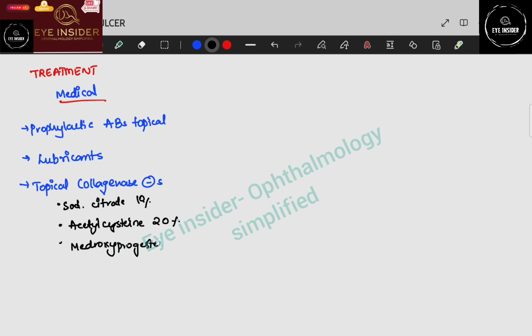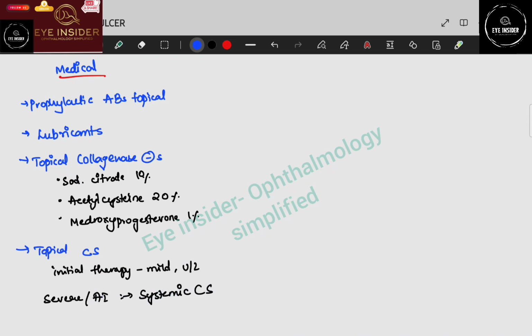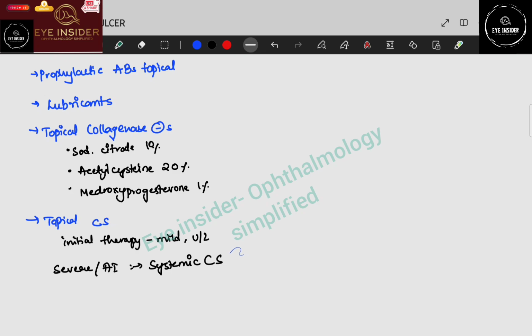Then we should also give topical corticosteroids. This can be given as an initial therapy in mild and unilateral cases, whereas in severe cases or those with autoimmunity, we have to give systemic corticosteroids, because topical corticosteroids can lead to progression of the disease and enhance perforation, because the cornea is already very thin.